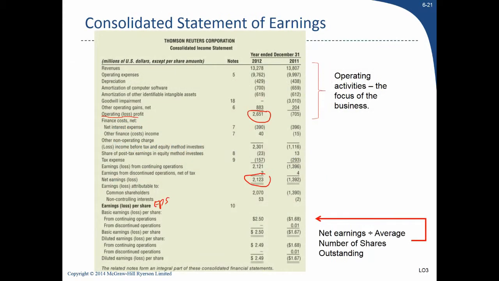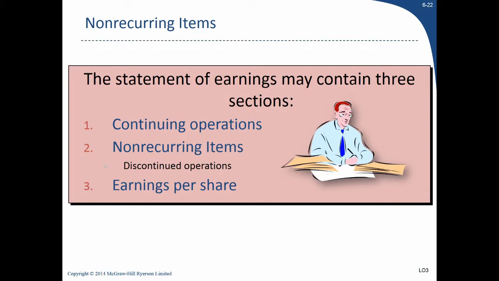If we go back here, you'll see that there's earnings from continuing operations and then earnings from discontinued operations. That earnings from discontinued operations is small, okay? But the question is, why do we separate it? Because we care about items that are continuing and items that are non-recurring.